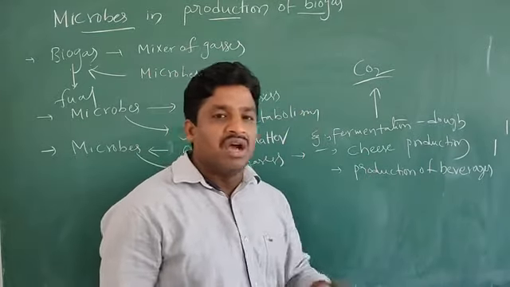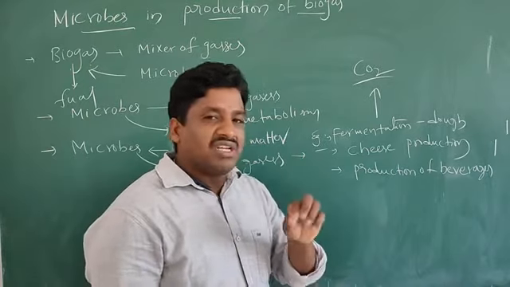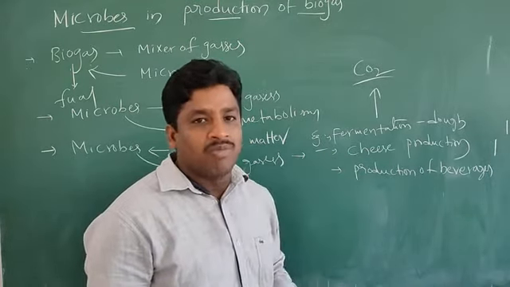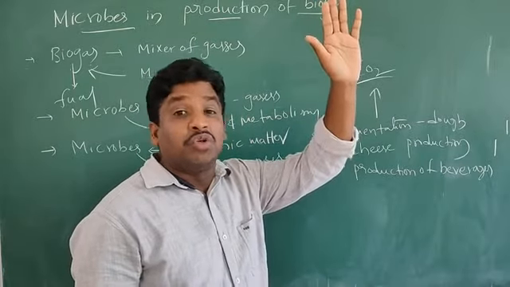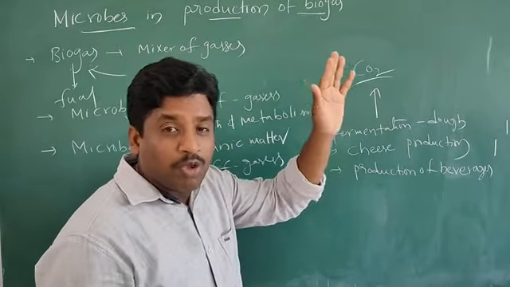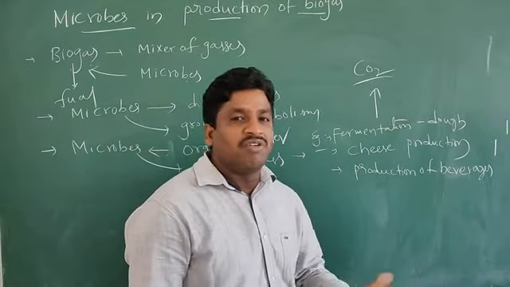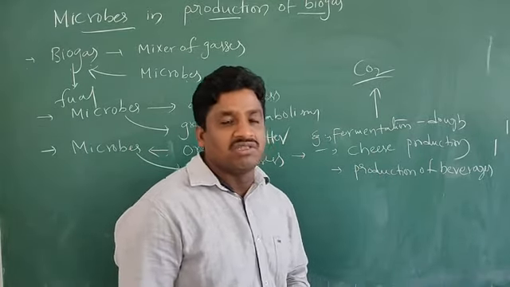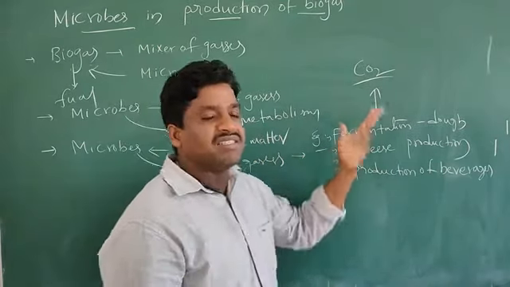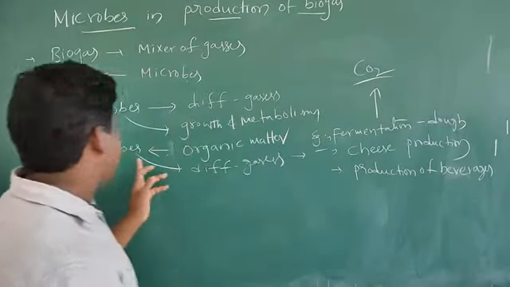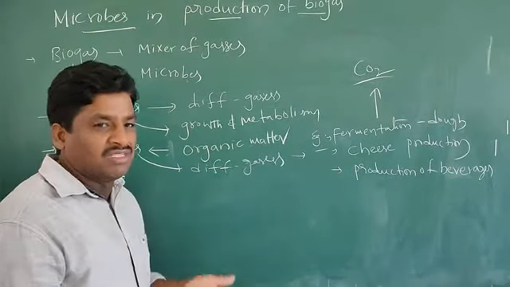Cheese production: already I said Propionibacterium shermanii. During cheese making, large holes are formed. From these large holes carbon dioxide is released due to the activity of the bacterium Propionibacterium. And production of beverages is a fermentation process, the production of alcohol during fermentation. As a result, carbon dioxide is released. So what kind of microbes participate? Yeast and those organisms.